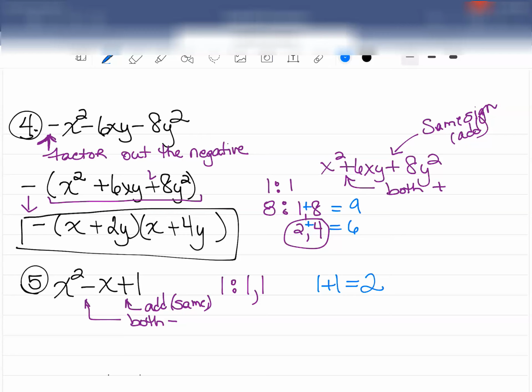When there's nothing I can do to work this problem, we write prime. That means its only factors are 1 and what the original problem was. So we just write prime.